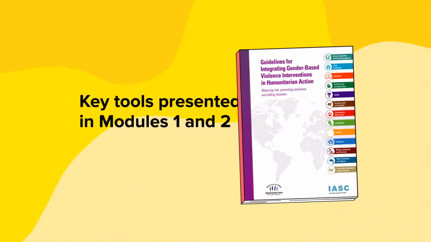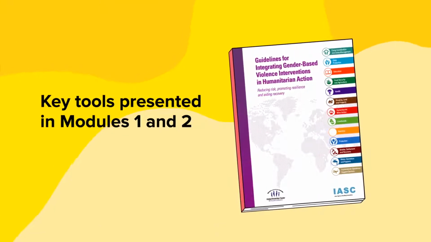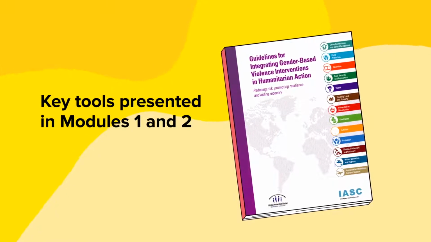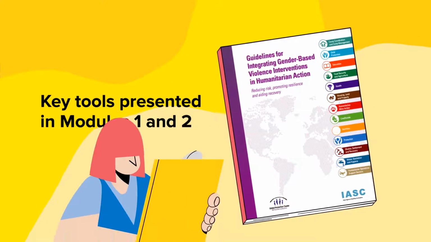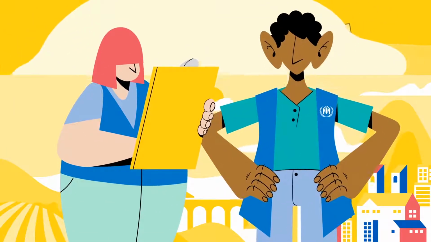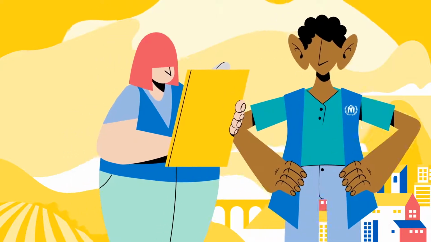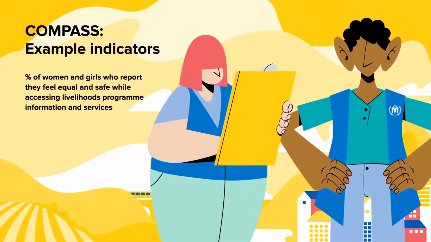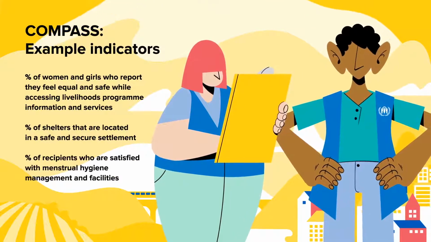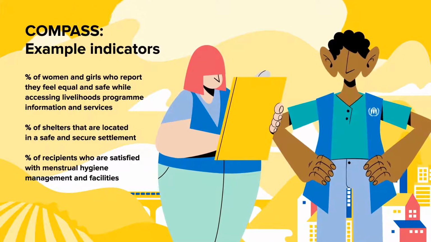The key tools presented in Modules 1 and 2 are applied. In particular, the IASC guidelines for integrating gender-based violence interventions in humanitarian action. Participants are directed to use the available guidance and select actions to mitigate prioritized GBV risks in their respective areas of responsibility. Indicators are selected for program and technical sectors to establish a baseline and monitor and report on their mainstreaming GBV risk mitigation progress and outcomes.